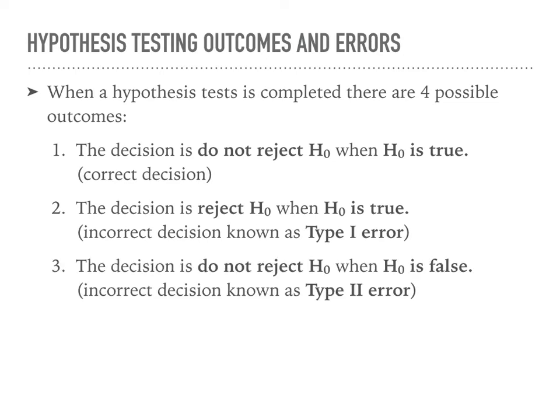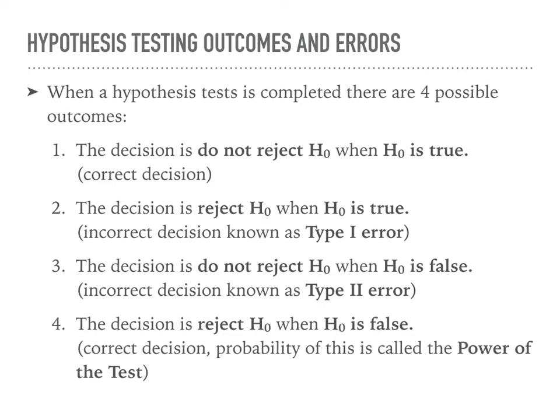The third possible outcome is that you do not reject the null hypothesis and the null hypothesis is actually false. This again is an incorrect decision. It's known as a type 2 error. A type 2 error occurs when you do not reject the null hypothesis, when the null hypothesis is false.